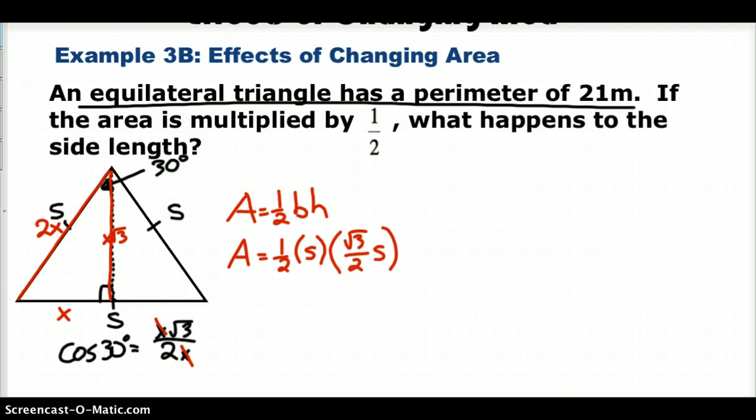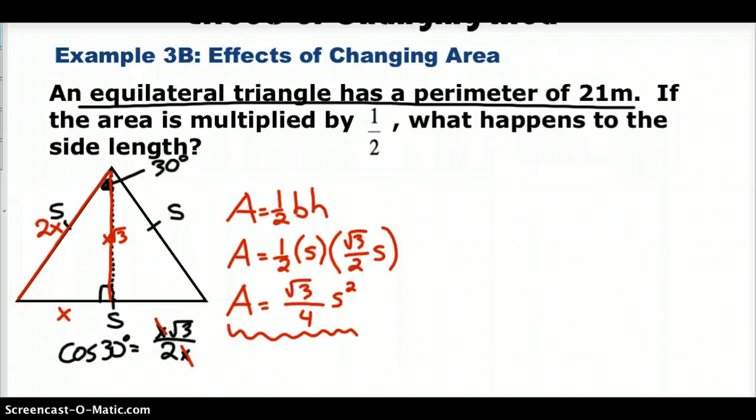At this point, what I'm going to do is simplify this a little bit, and what we would actually get is that our area is going to be equal to 1 times radical 3, which is going to be radical 3, over 2 times 2, which gives us 4, and s times s gives us s squared. So this is a nice little expression that represents our area.